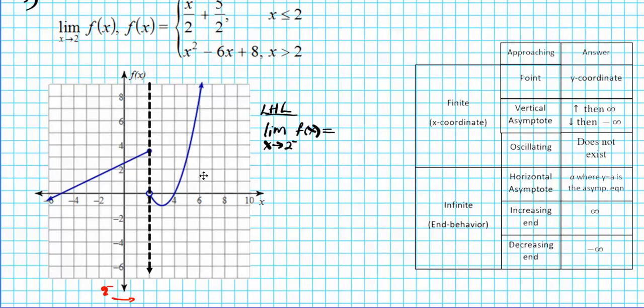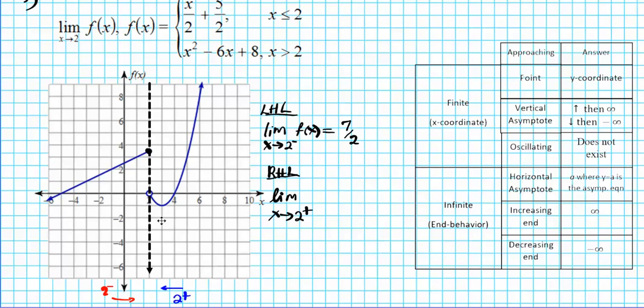In this case, you can clearly see that we're approaching a closed point. All right. So since we're approaching a point, the y-coordinate will be the limit. So it looks like we're approaching 3.5 or 7/2. All right. So 7/2 is our left-hand limit. Now, what's our right-hand limit? To the right of 2, we have a different function. We have this quadratic function here. So the limit as x approaches 2 from the right, so we're now approaching 2 in this direction.